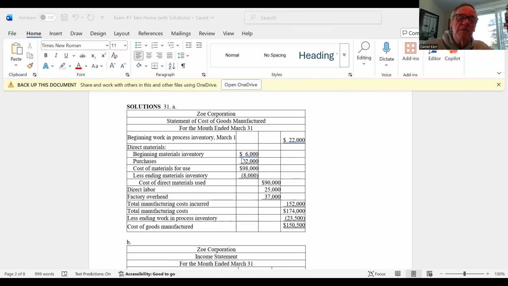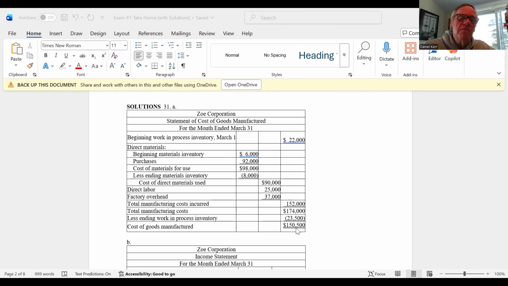So you have to do beginning materials plus purchases, materials available for use, minus ending materials at the end of the period, and that gives you the cost of materials used. Then the cost of materials used plus direct labor plus the factory overhead will give you the total manufacturing costs incurred. Add that to the beginning work in process. That'll give you the total manufacturing costs. And then out of that, you have to subtract out the ending work in process. So the cost of goods manufactured is $150,500. I think just about all of you got this correct.